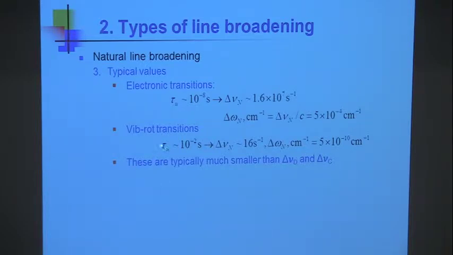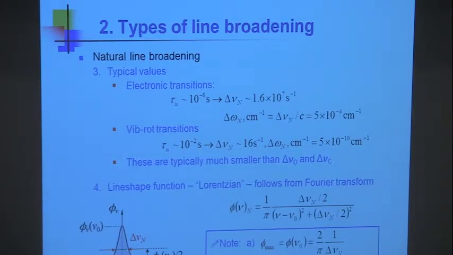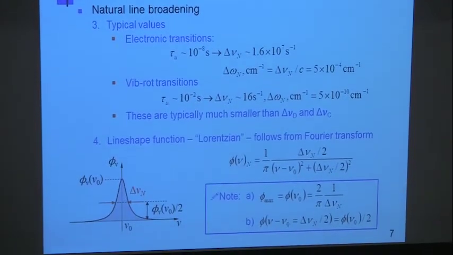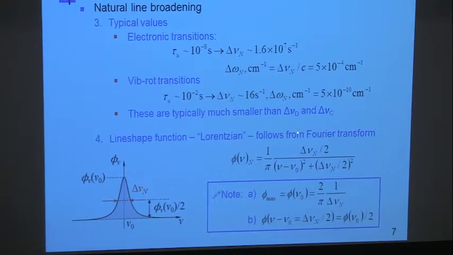If we look at a vibrational rotation transition, where the lifetimes are much longer, therefore the uncertainties are much smaller. So typically, vibration rotation transitions are very small. They're typically also much smaller than the numbers I'm going to show you now for so-called Doppler width and the collision width. So you can show the line shape function that results from this effect, and I think I'm going to show it on the next slide, is of the Lorentzian form.